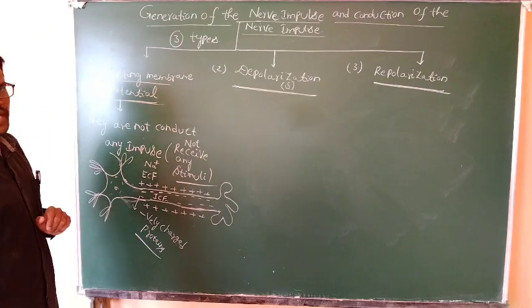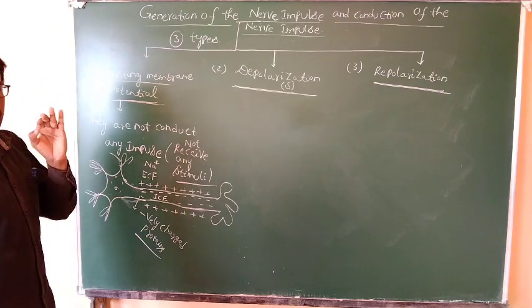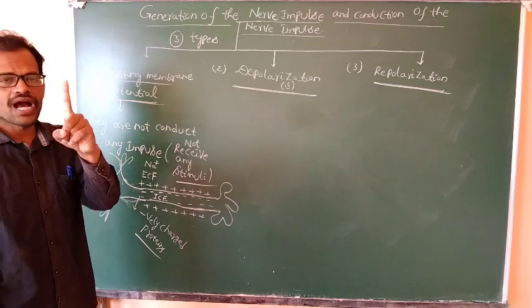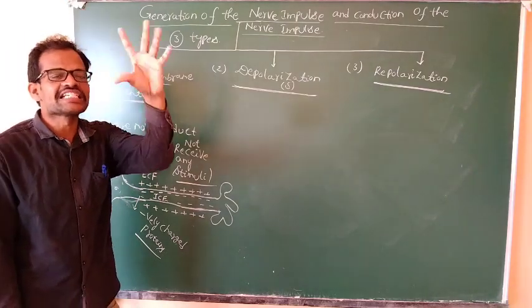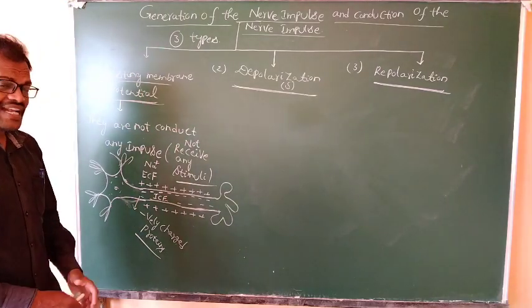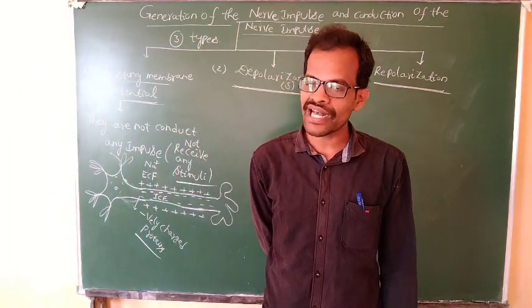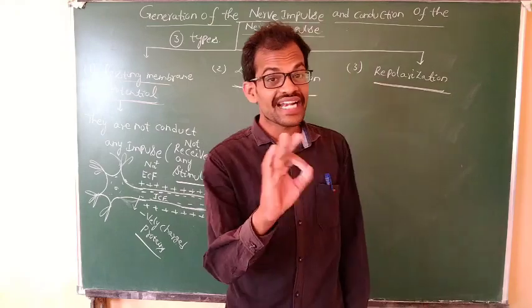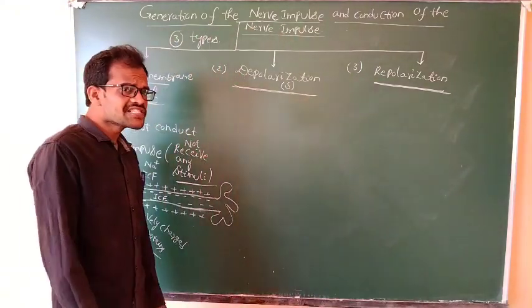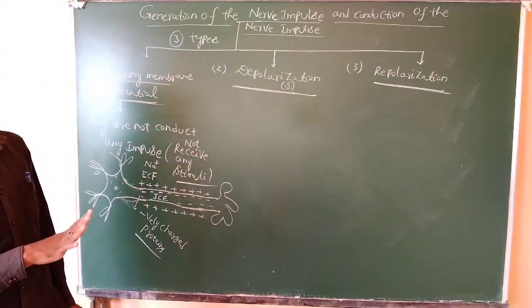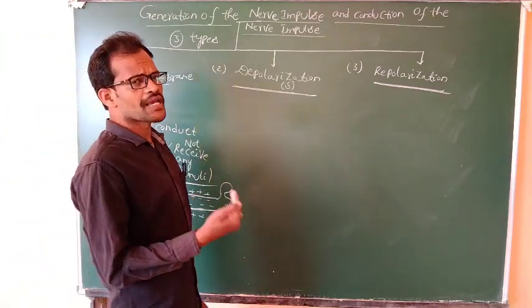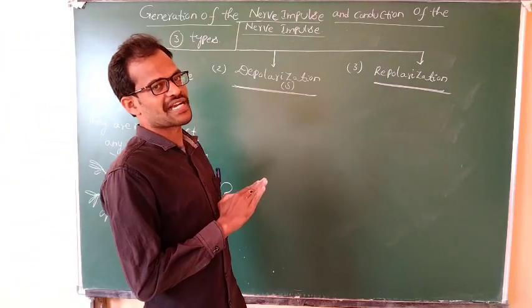Resting membrane potential means the neurons, or nerve cells, are in the resting position. Resting position means they are not generating any impulse. They are not receiving any stimuli, any cold, any temperature, or any physical, chemical, external or internal factors.